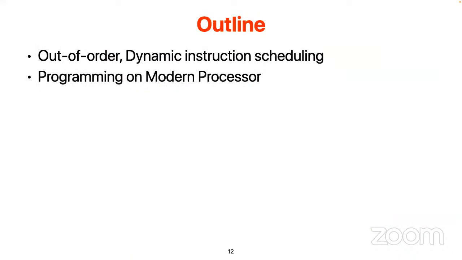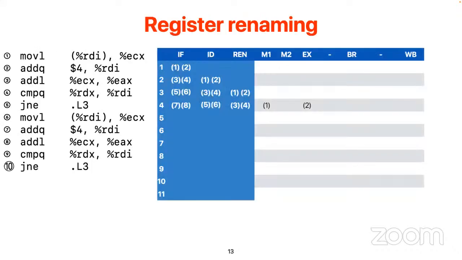And today we are going to continue our discussion on out-of-order dynamic instruction scheduling. And then after we finish that part, we are going to see how we can program better on modern processors. Last time we talked about the register renaming pipeline, and some of you were thinking, oh no, the pipeline diagram is too complicated for me to draw. So today I'm going to start with 2 different kinds of analysis that are probably easier to understand.